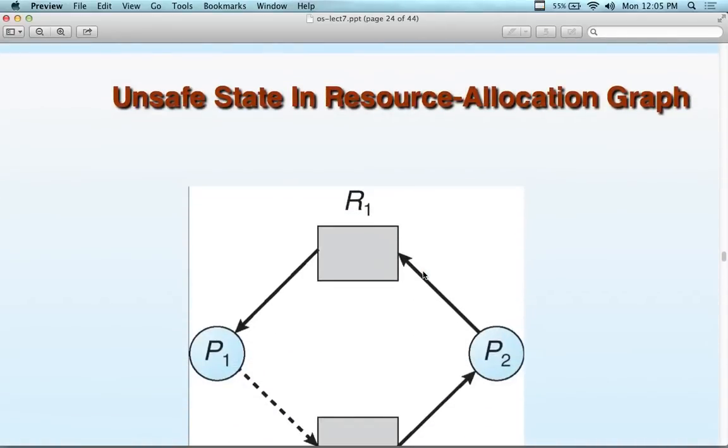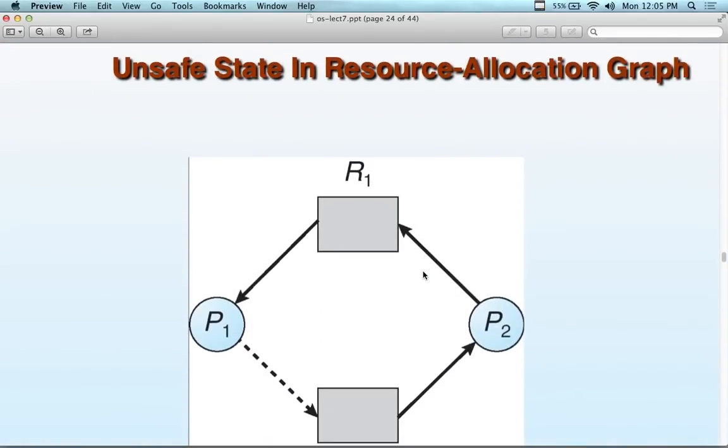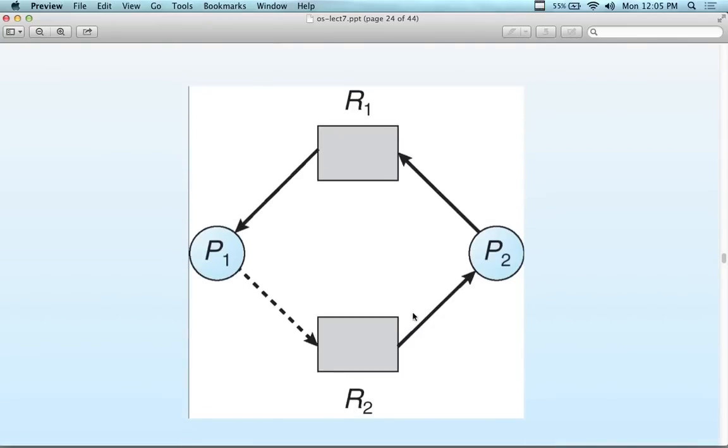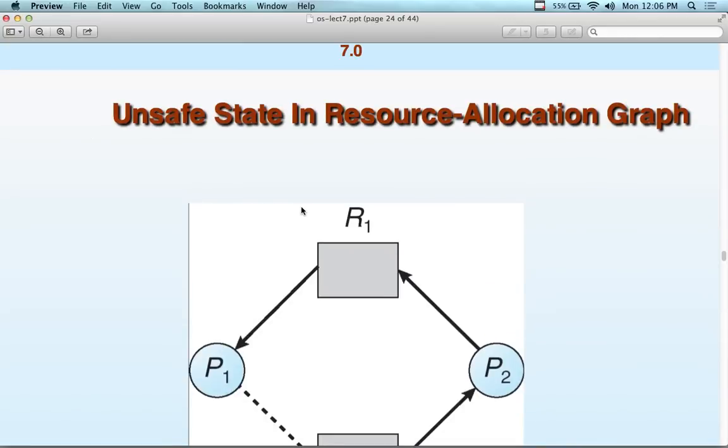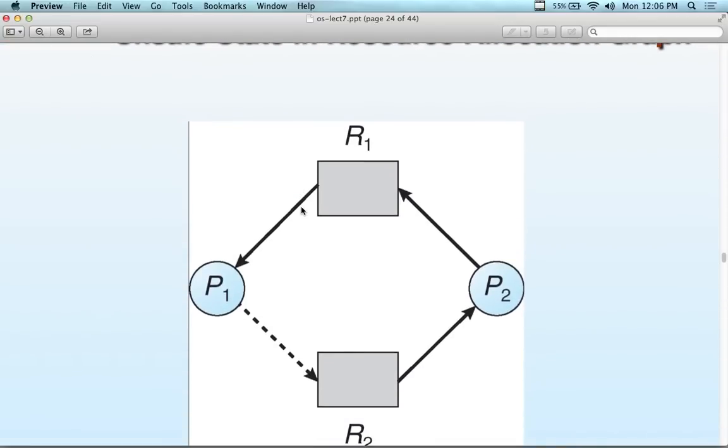An unsafe state in a resource allocation graph might look like this, in which we have a resource 1 and a resource 2. And then we have this happening. It's kind of the scenario where we have a circular wait.